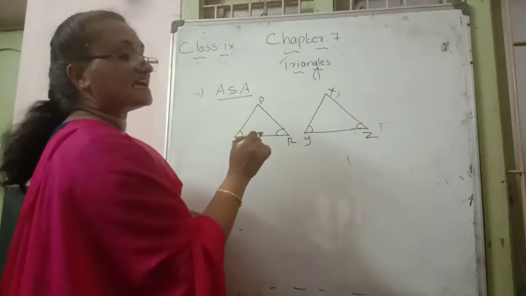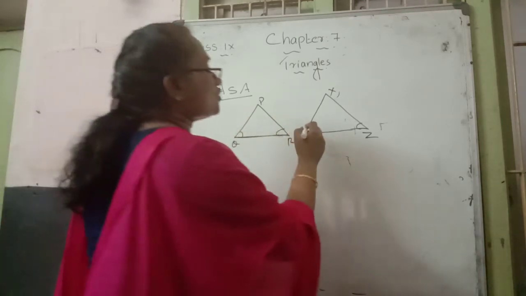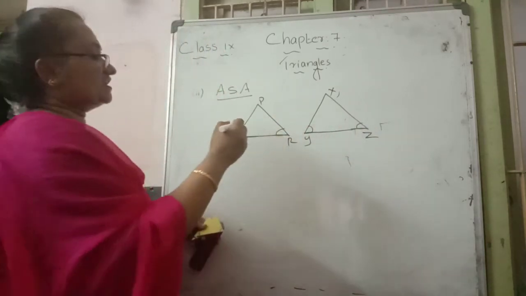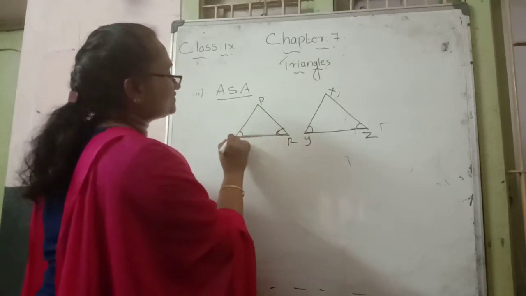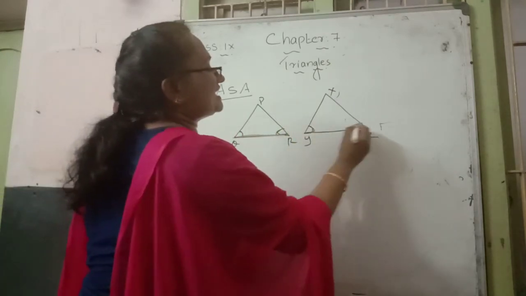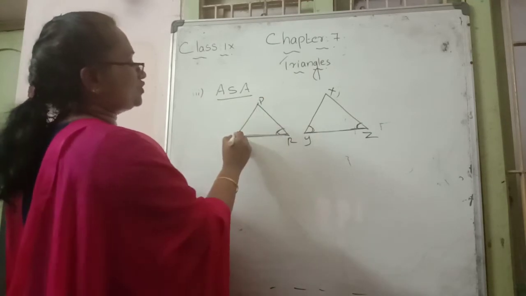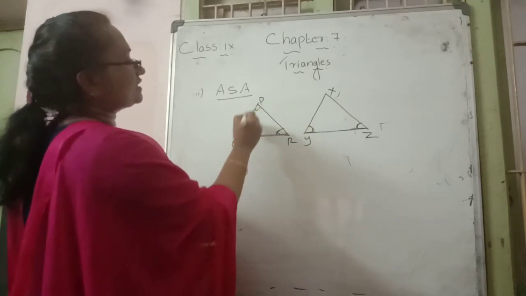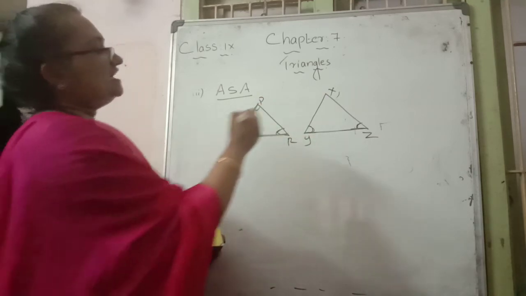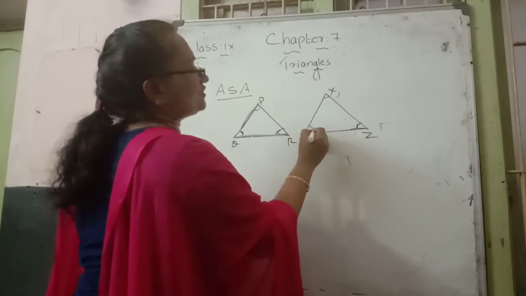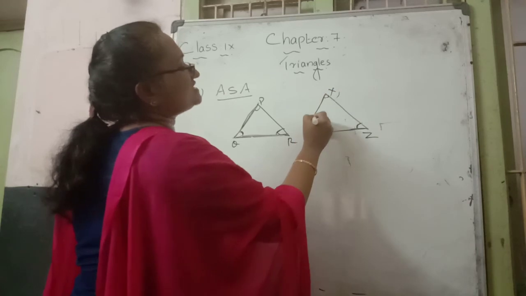The two angles lie on which side? QR side of the first triangle and YZ of the second triangle. So two angles and the included side: Q and R include which side? QR. Angle Y and angle Z include which side? YZ. Suppose you take P and Q angle, it includes which side? QP side. Then X and Y of the second triangle, the included side is which side?